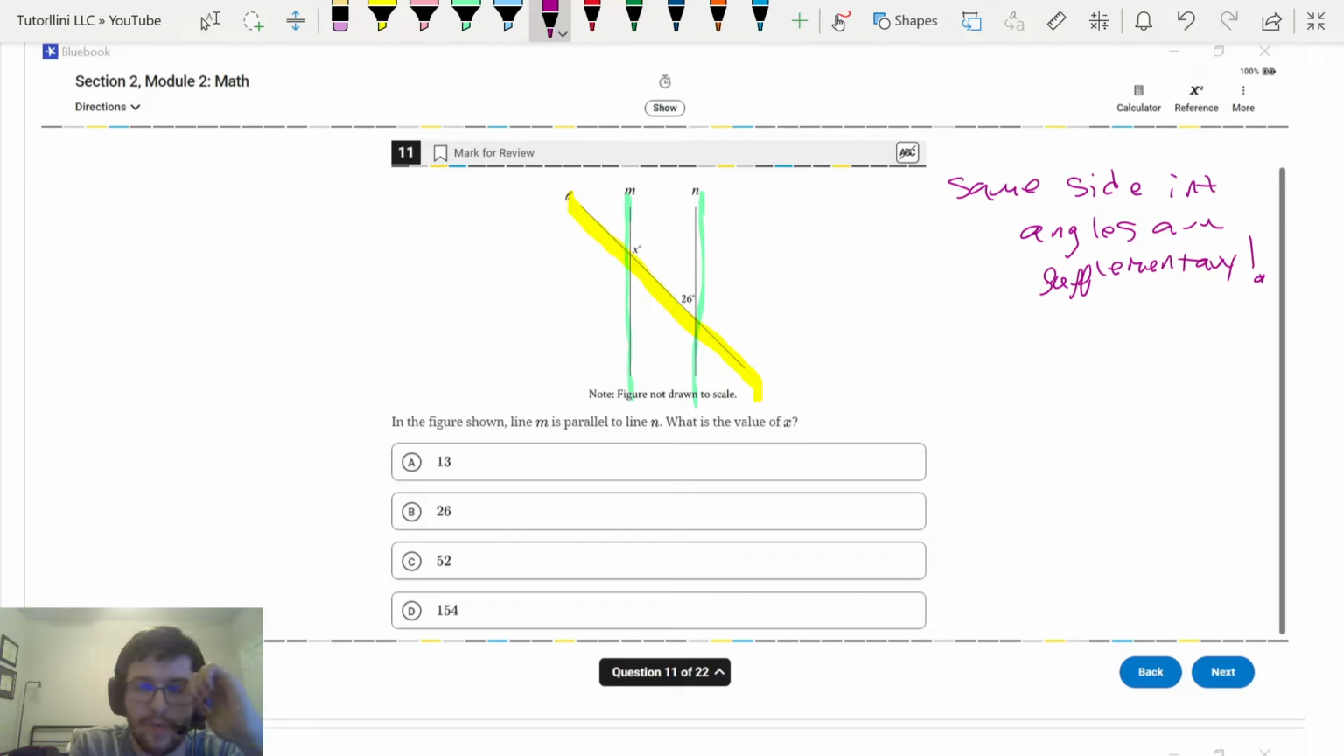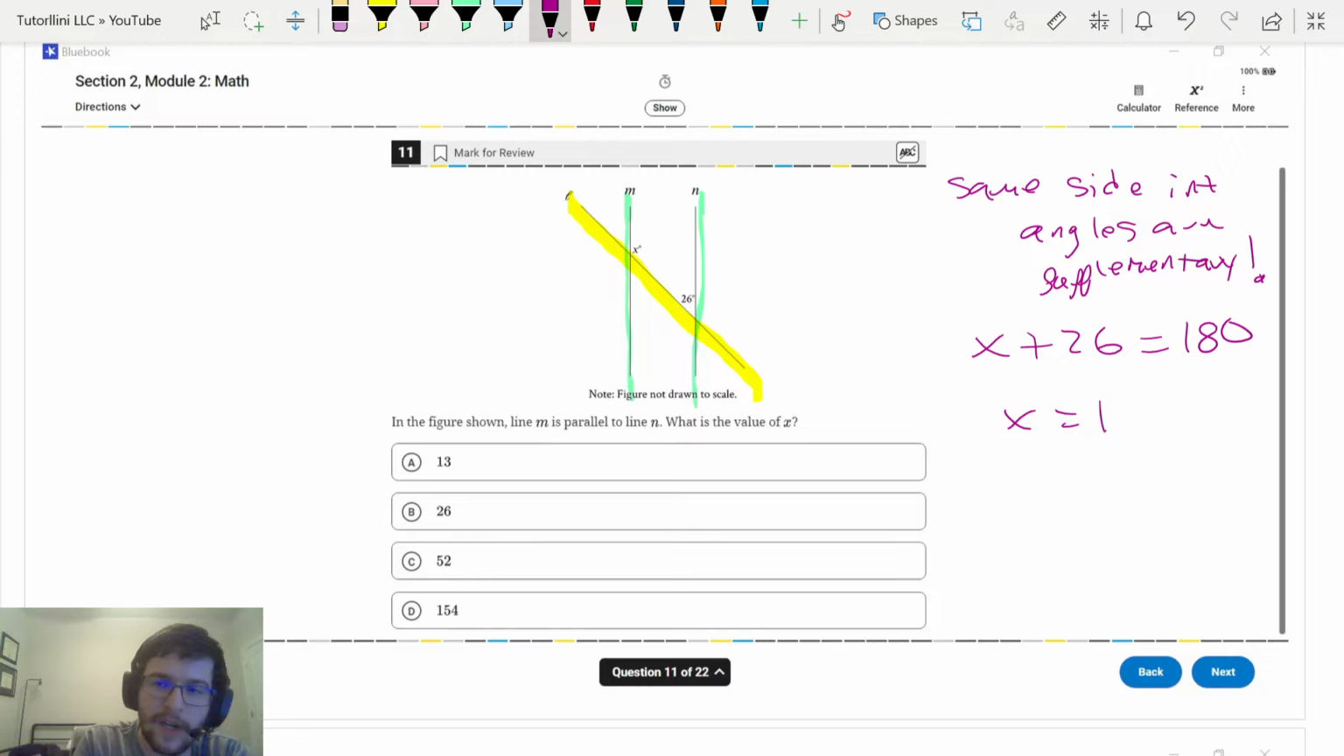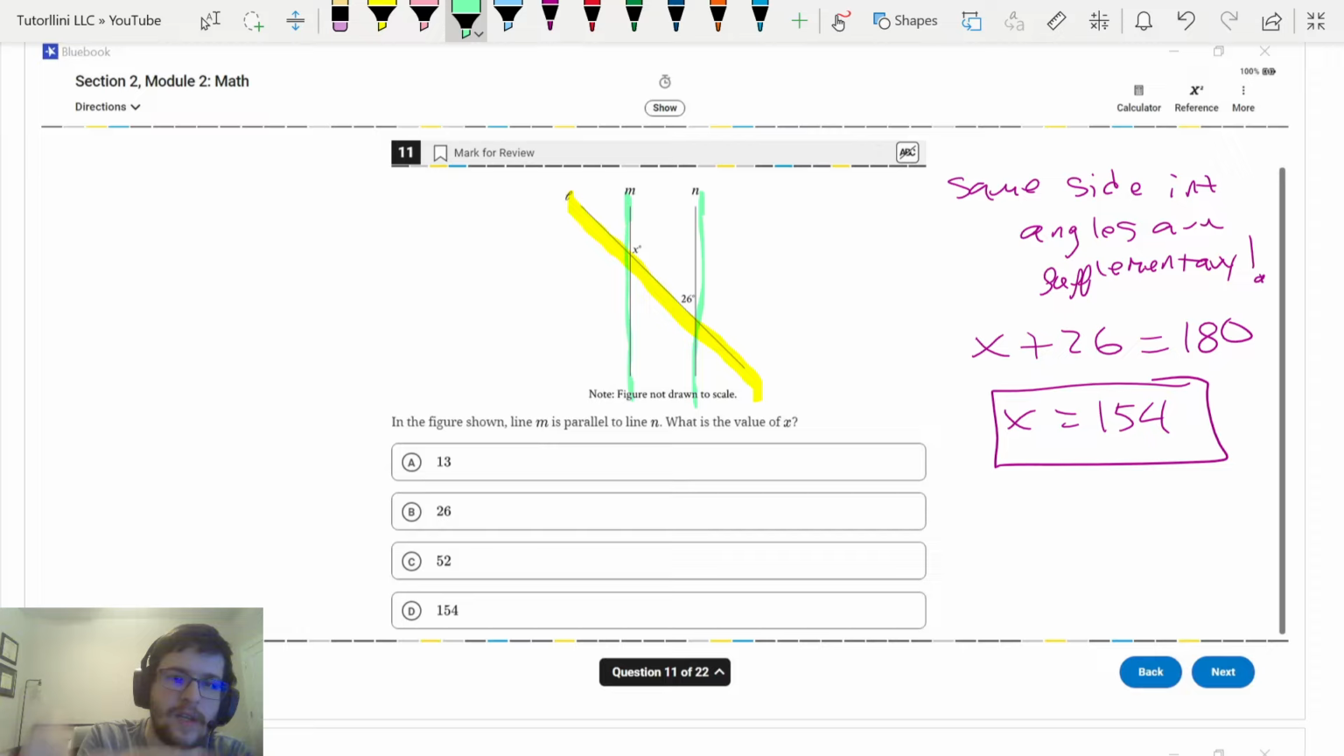Again, I encourage you to read more about it so that you know all the concepts. And x plus 26, they have to add up to 180, so equals 180. Now you subtract 26 from both sides and you get 154. So x is 154, and that is answer choice D. Remember, interior means they're on the inside of the sandwich, and same side means they're on the same side of the transversal, the intersecting line.